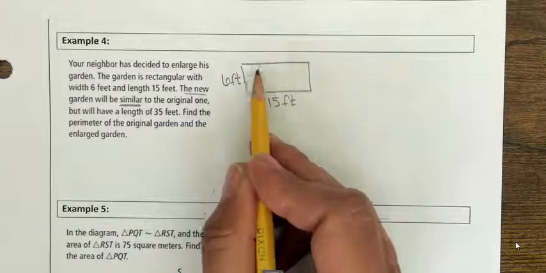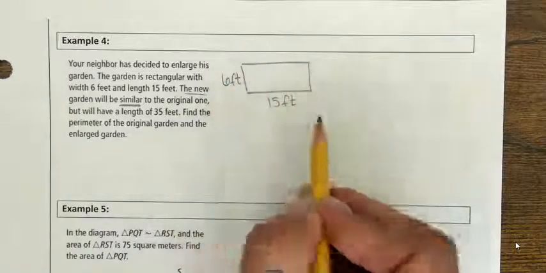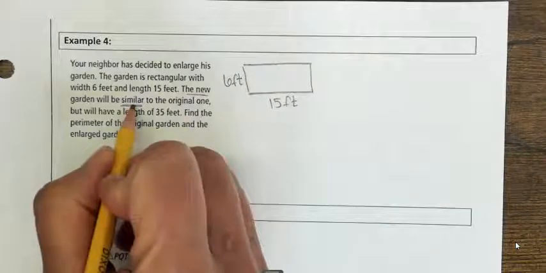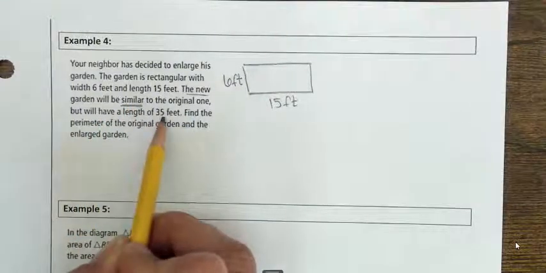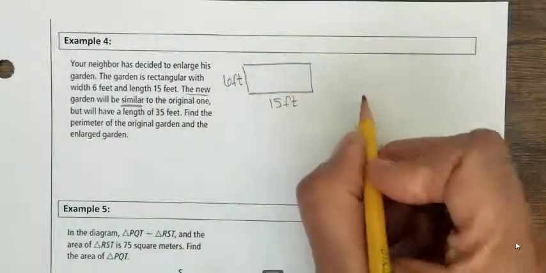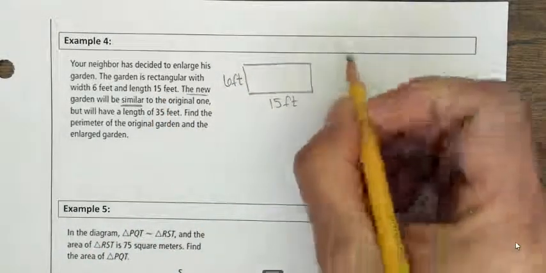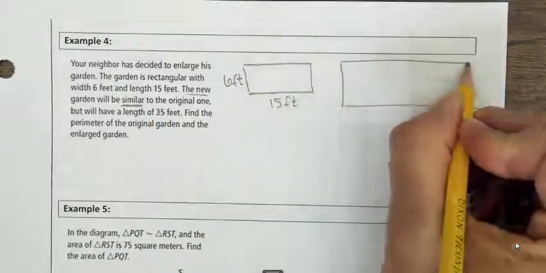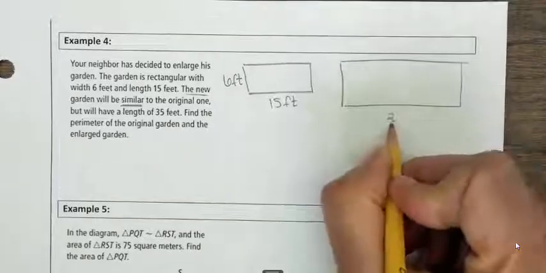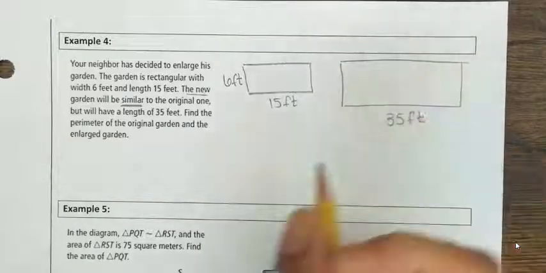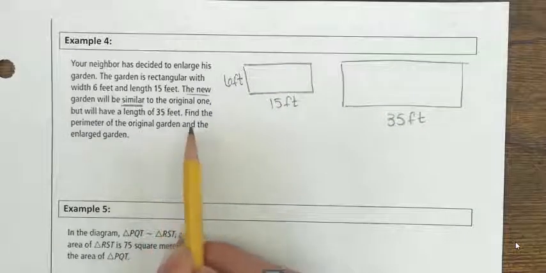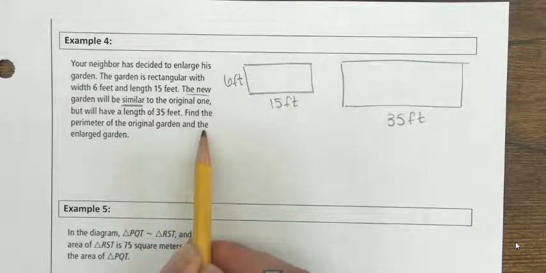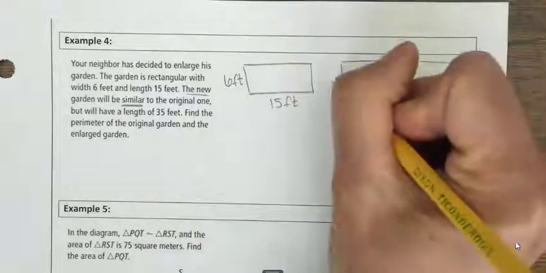It's going to have 4 right angles, and then the sides are going to be proportional if it's going to be similar. But it'll have a length of 35 feet instead of 15. So I'm going to draw a bigger rectangle. And this is now going to be 35 feet. Find the perimeter of the original garden and the enlarged garden. So I don't know the width of this one.